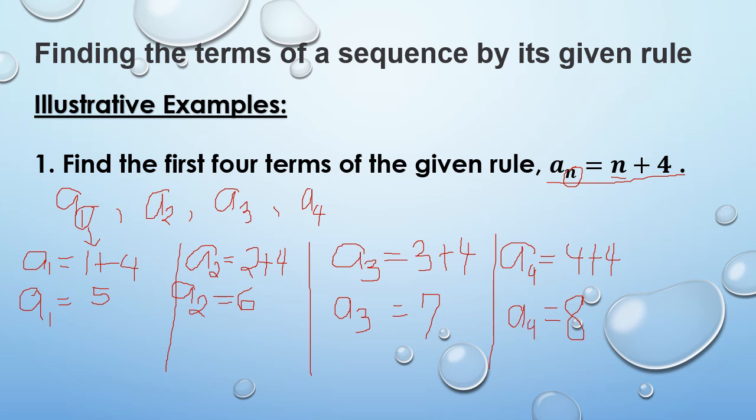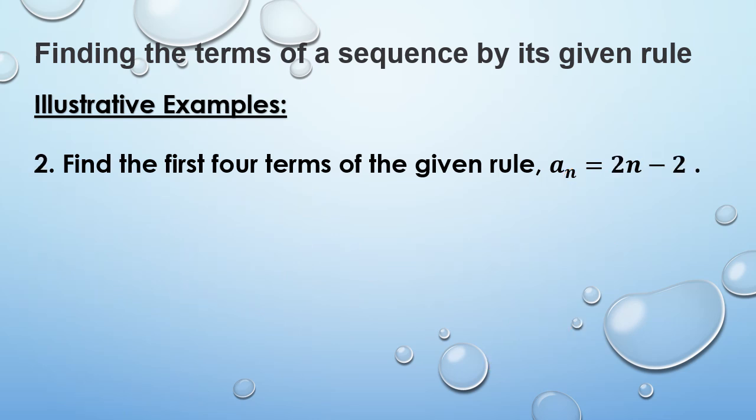Now what are our first 4 terms? So the first 4 terms are 5, 6, 7, and 8. So other terms are so on. Okay. Any questions? If you have questions, just chat to your teachers. Okay. Next.